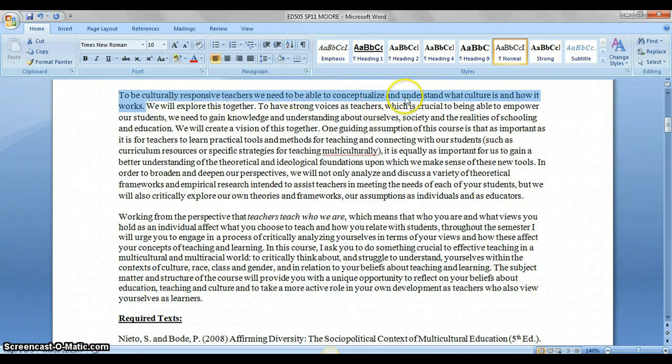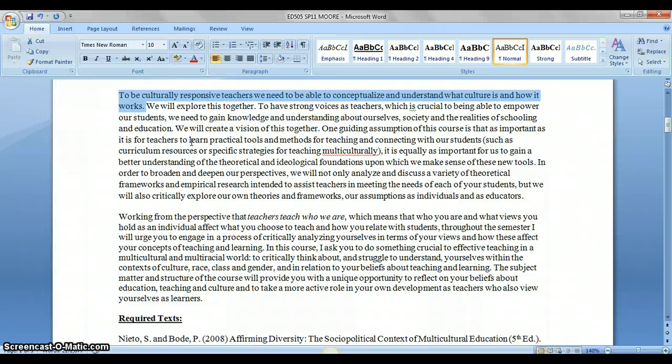We need to be able to conceptualize an understanding of what culture is and how it works. As grad students, we want to be able to take theory and apply it to practice. And that's pretty much what we're going to be doing.